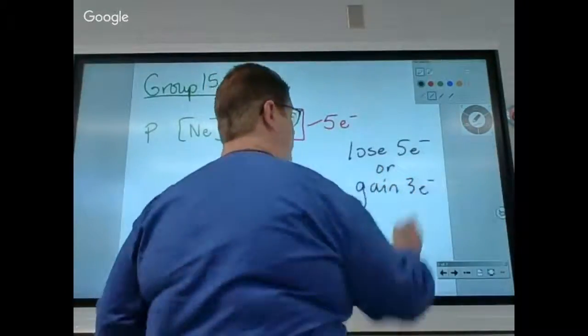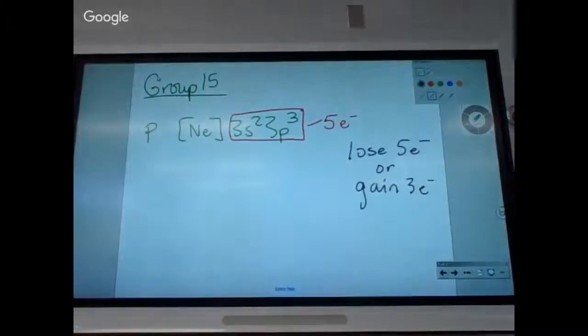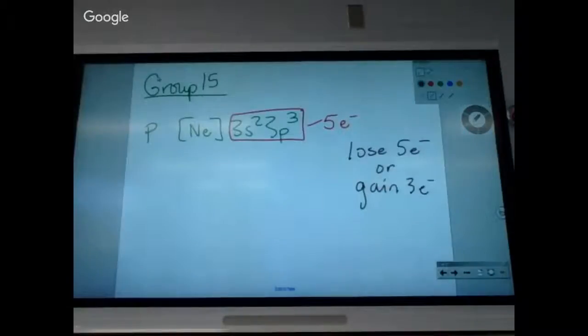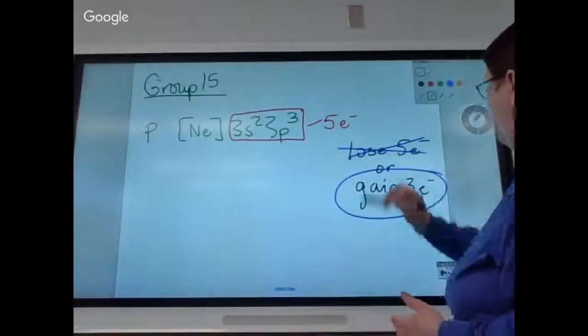Now, again, electrons do what's easiest. It always goes with the smallest number. So which number is smaller? 3. That's right, the 3. So this time, rather than losing all 5, it's going to gain 3.